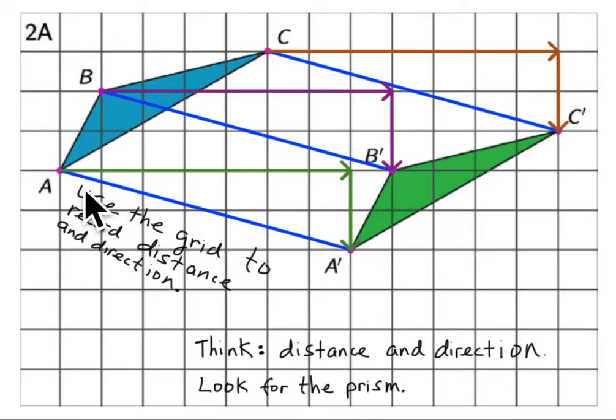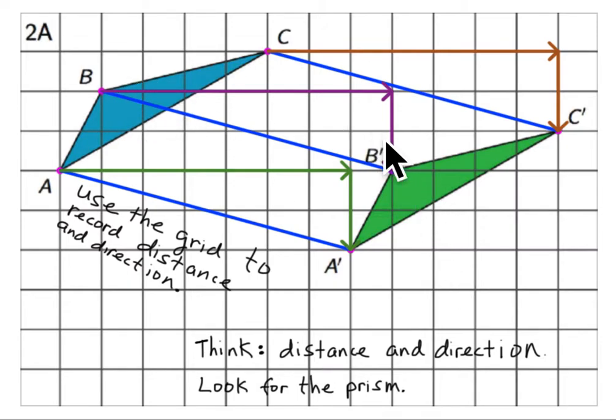So what I suggest to do is you can count along the horizontal axis and then the vertical axis. So A prime is 7 units along the horizontal axis, and then 2 units along the vertical axis. B to B prime is the same, 7 units, 2 units. C is 7 units, C prime is 7 units, and then 2 units. So use the grid to record the distance and the direction. So you should write that out. Think distance and direction, then look for the prism.